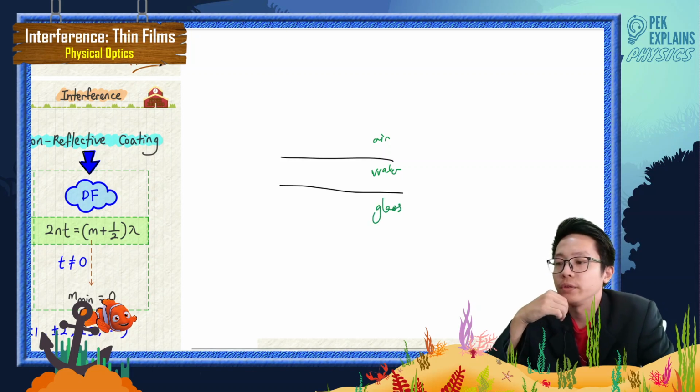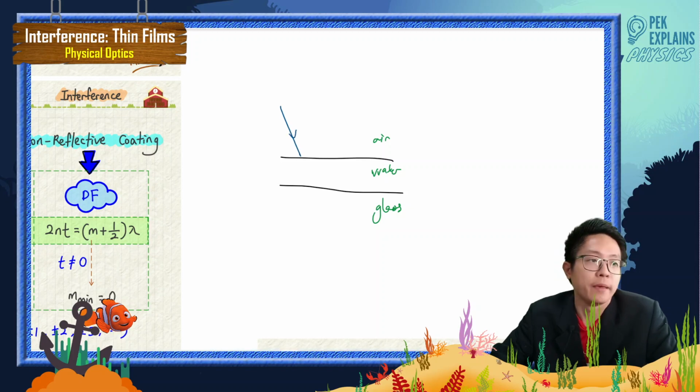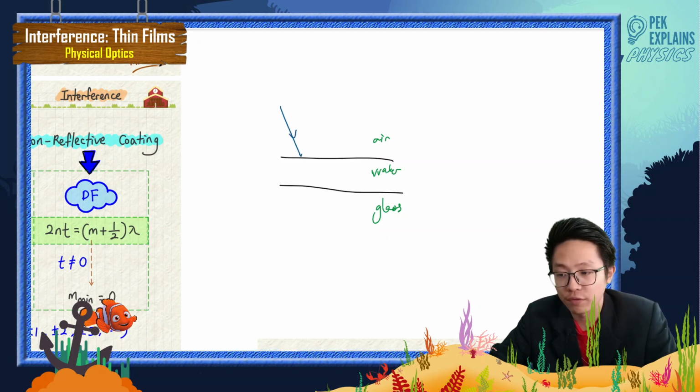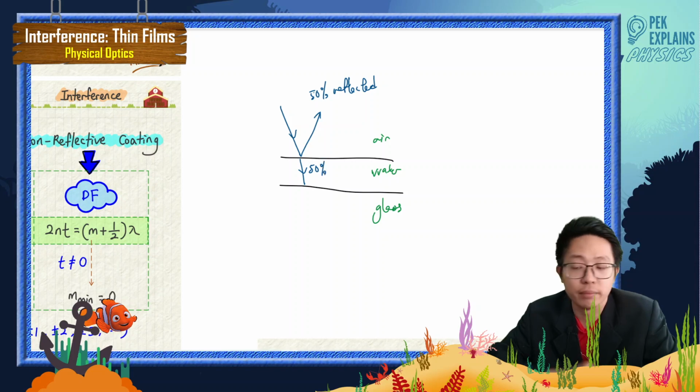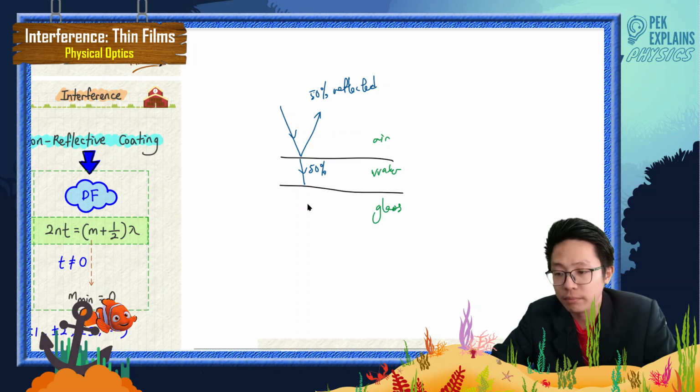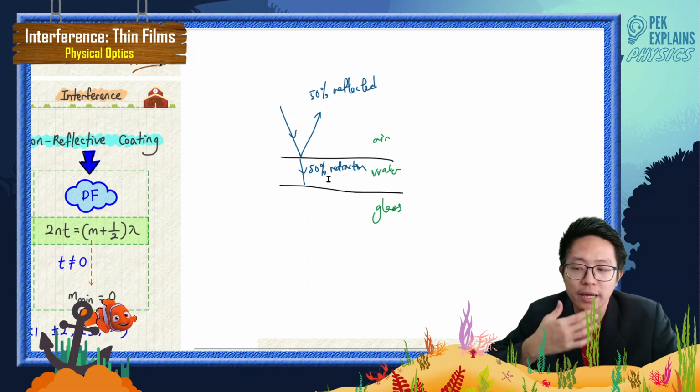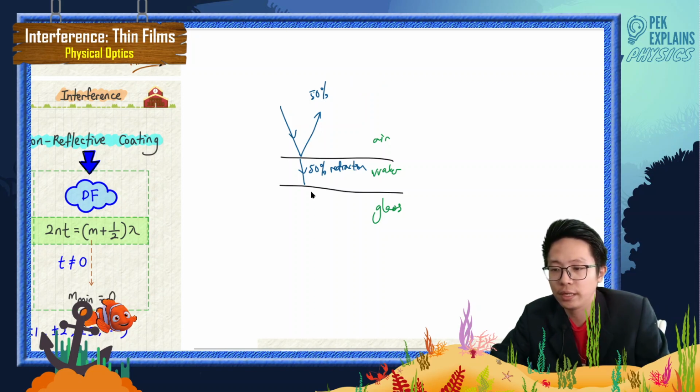Now you see this light comes like that. The light comes here. Part of the light is reflected. We know that 50% of light is reflected. Another portion of light is refracted. Not all the light goes into another medium. Part of it is reflected, part of it goes into another medium. So we have 50% of light reflected, 50% of light refracted, going into another medium.